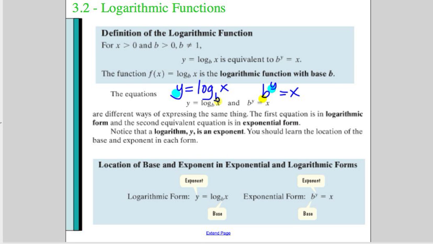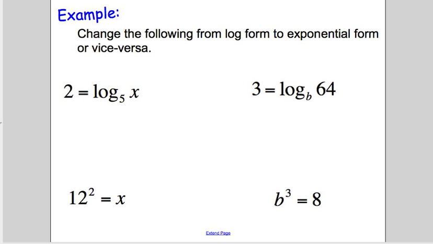So let's take a look at some examples of what we're going to be calculating. We're going to start with changing the following from log form to exponential form, or vice versa. If I see the statement 2 equals log base 5 of x, so 5 is my base, this says that 5 to the second power equals x. Okay, so it's kind of a big cycle.